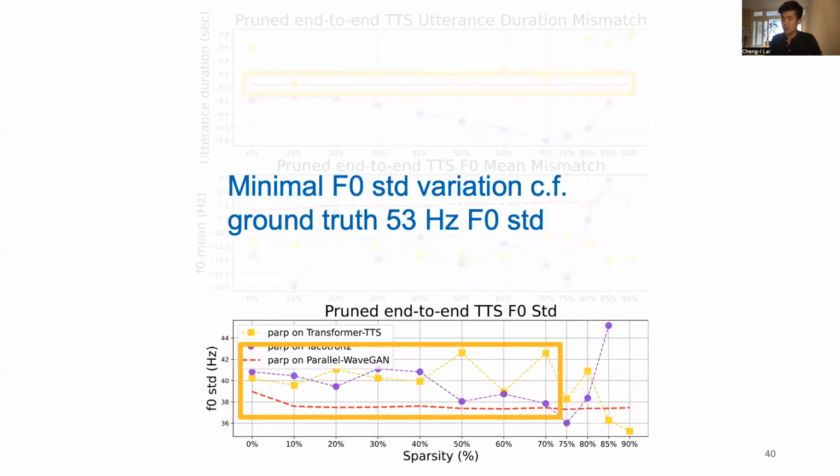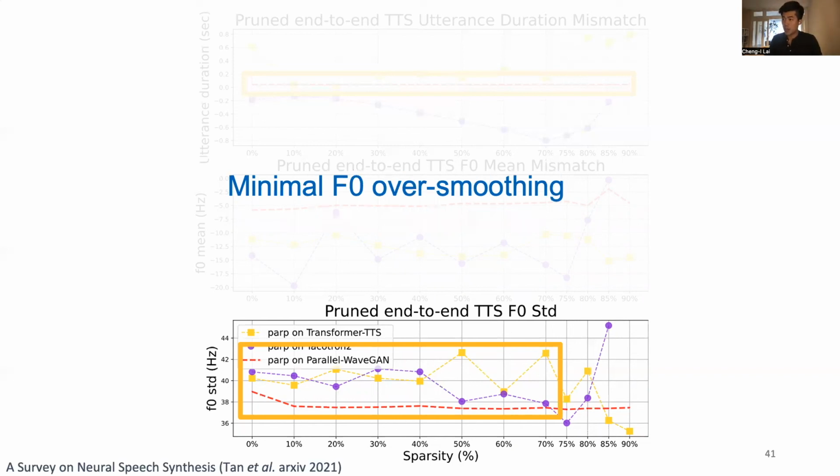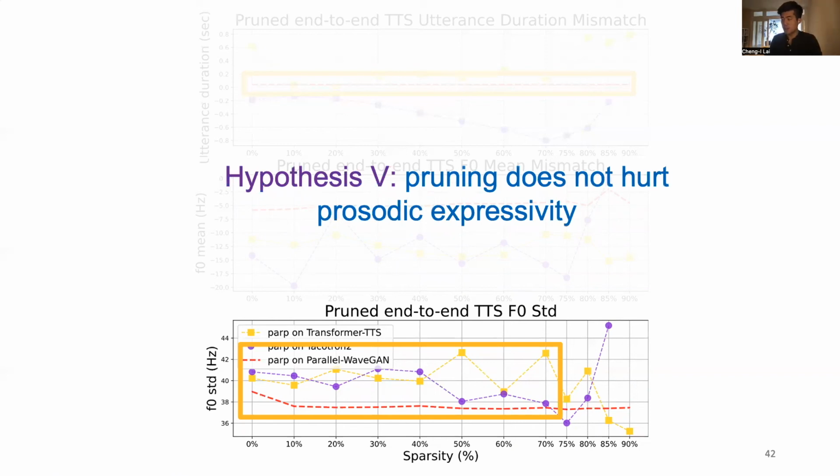The last plot here is plotting F0 standard deviation over sparsity values. There is minimal F0 standard deviation variation compared to the ground truth 53 Hertz F0 standard deviation. This implies that there is minimal F0 oversmoothing, which is a key aspect in waveform modeling. And this gives us the final hypothesis that pruning does not hurt prosodic expressivity.